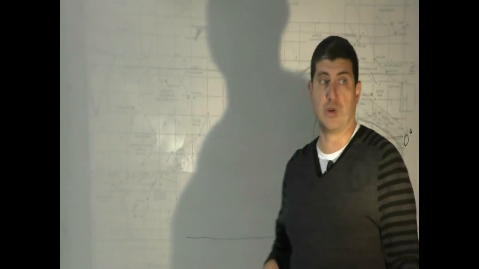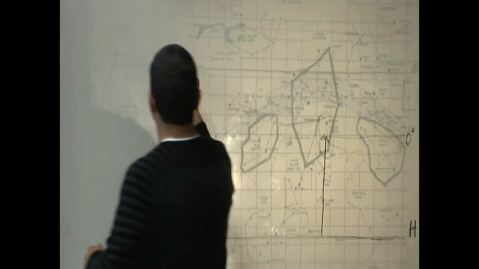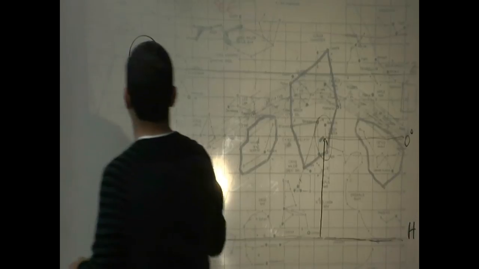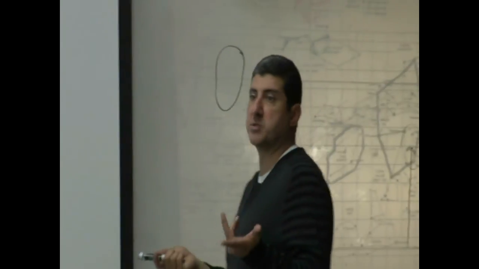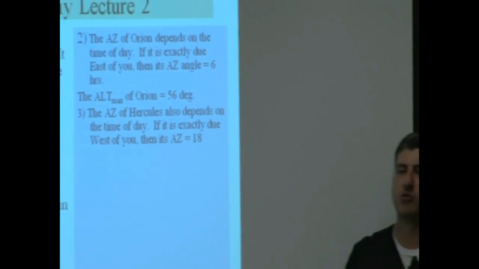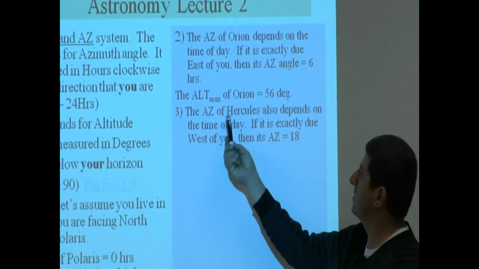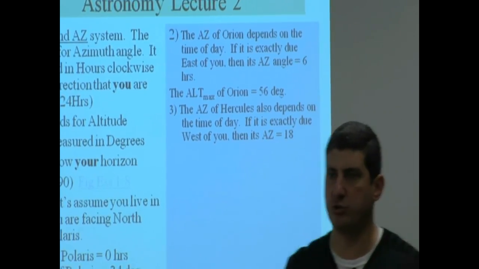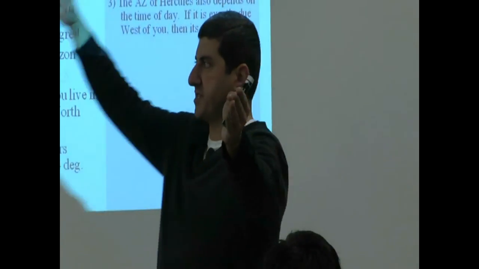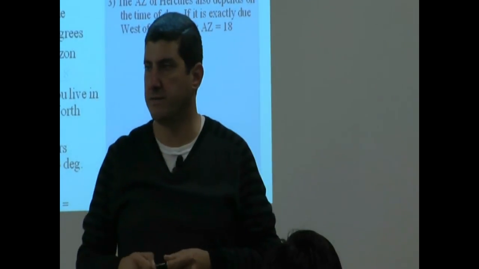Hercules also was one of the ones we chose the other day. That was this one here. What's Hercules going to do? Well, in terms of azimuth, the type of question that I might ask is something like this. Assume that Hercules is directly west of you. That's all you have to know. East is 6, south is 12, west is 18. Okay?